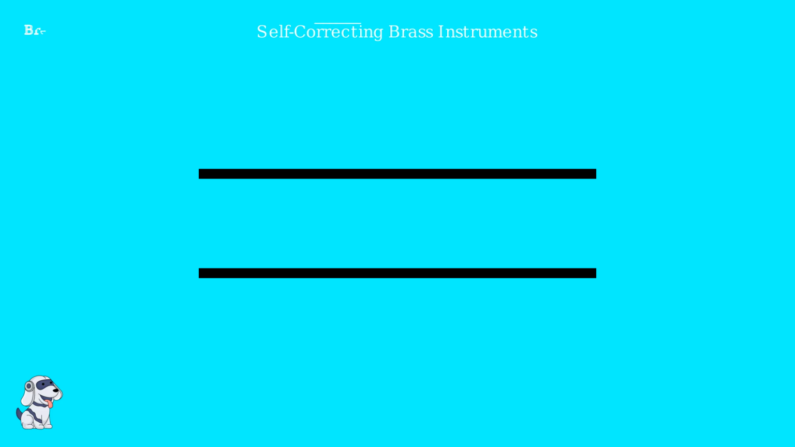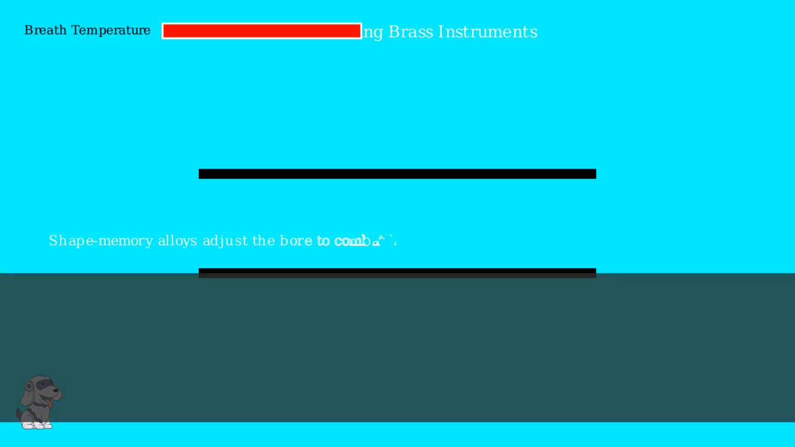Brass instruments often suffer from intonation drift as the internal air temperature rises from the player's breath. This causes the metal to expand and the pitch to shift. Modern breakthroughs utilize 3D printed bores embedded with shape memory alloys. These materials react to thermal changes in real time.